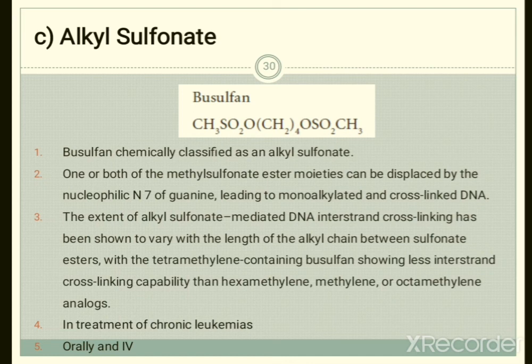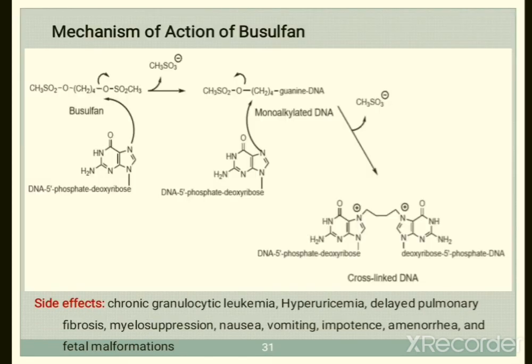We have already seen that DNA has two base pairs. When Busulfan comes, initially monoalkylation occurs, attacking one base pair, and then it attacks the other base pair, meaning one molecule attacks two base pairs and forms a cross-link between them. Busulfan is basically useful in the treatment of chronic leukemias, and is given orally or IV. So that is about the alkyl sulfonates.